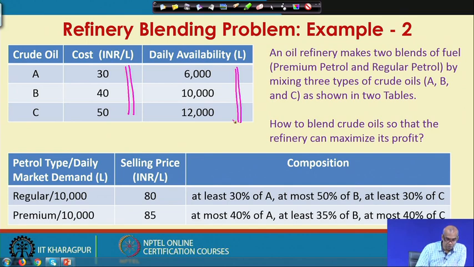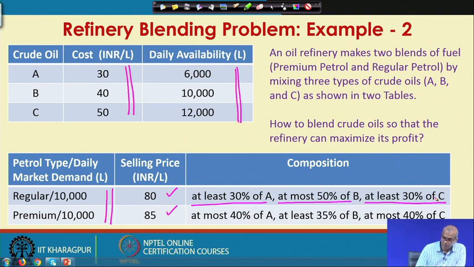The daily market demand for regular petrol and premium petrol are both 10,000 liters. The selling price for regular petrol is 80 rupees per liter and the selling price for premium petrol is 85 rupees per liter. Now, there are constraints on composition of regular petrol and premium petrol. The composition constraints are stated as: regular petrol must contain at least 30% of A, at most 50% of B and at least 30% of C.